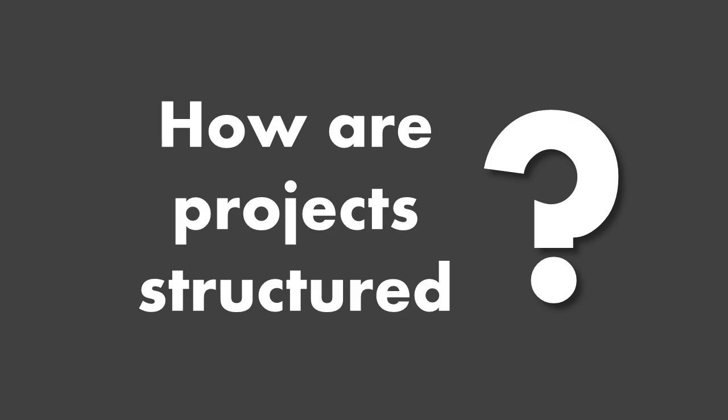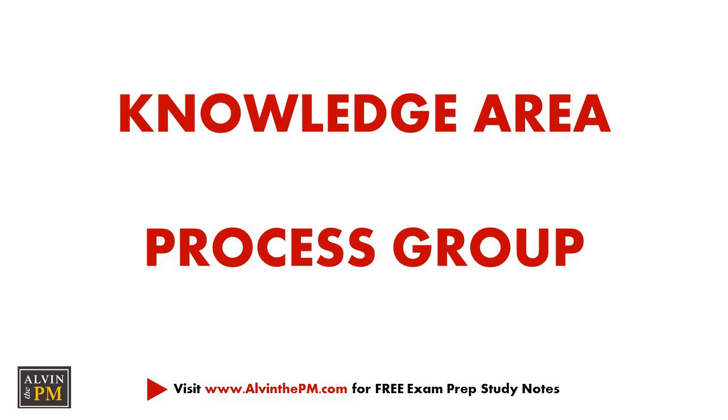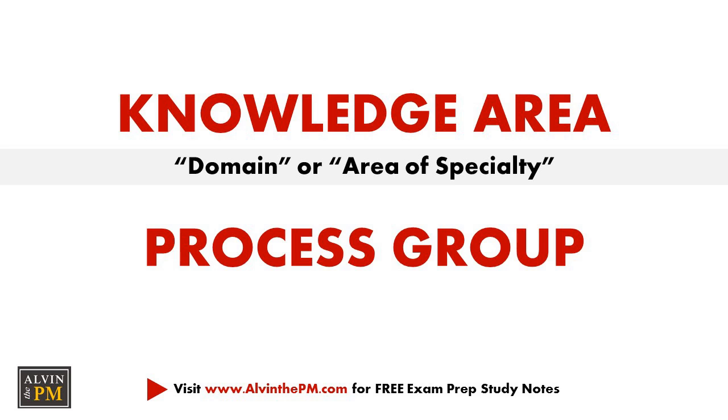Let's first understand how projects are structured based upon the Project Management Body of Knowledge, also known as the PMBOK Guide. The PMBOK Guide divides project management into two categories: knowledge areas and process groups. Think of each knowledge area as representing a domain or an area of specialty that you need to know in order to manage a project.